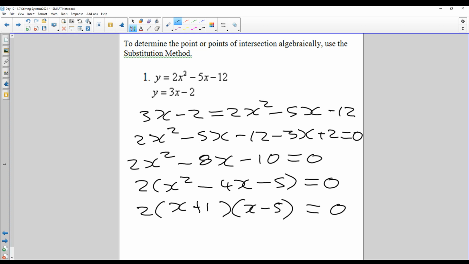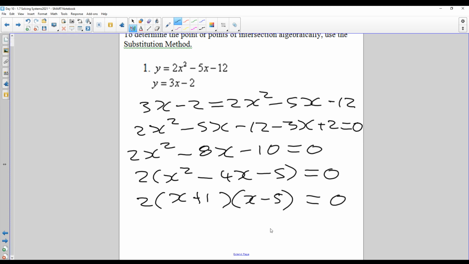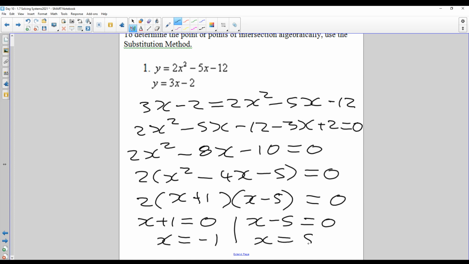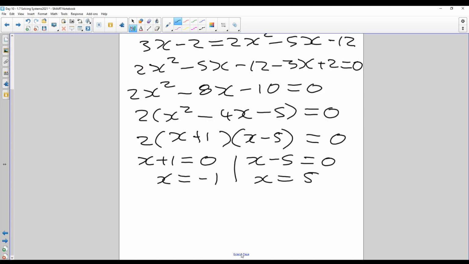X is equal to negative. Remember the zero product law? I'll remind you what the zero product law says. If I'm multiplying these things and getting 0, either x plus 1 equals 0 or x minus 5 equals 0. This answer is x is equal to minus 1. This answer is x is equal to 5. But that's not the end of the story. Tell me where we need to go next.